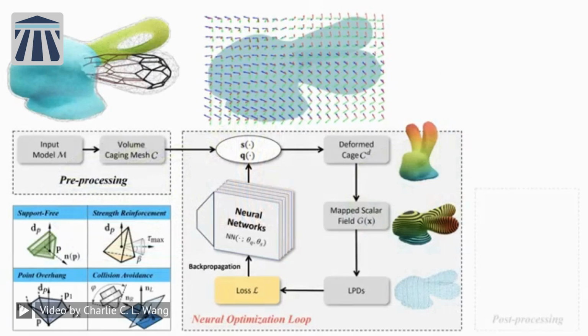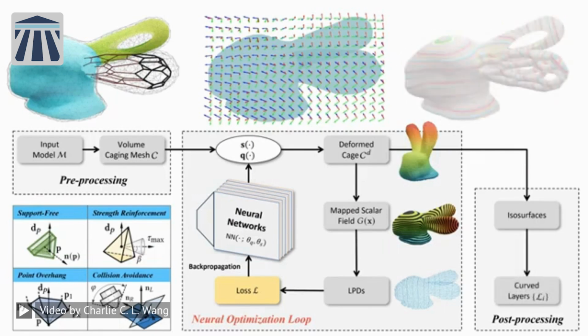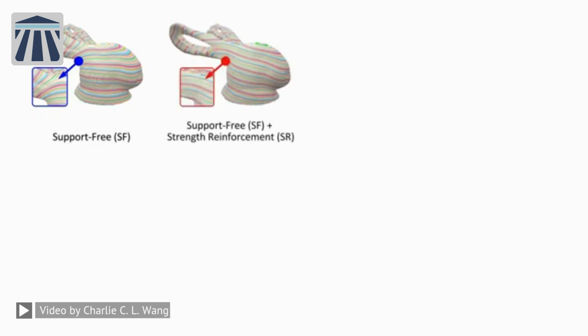After that, we can extract its isocurves on the caging mesh, which are trimmed to obtain the curved layers for printing. Our neural slicer can generate curved layers considering different manufacturing objectives. For example, we first only consider the support-free requirement on the bunny head model. Then the strength reinforcement requirement is added.